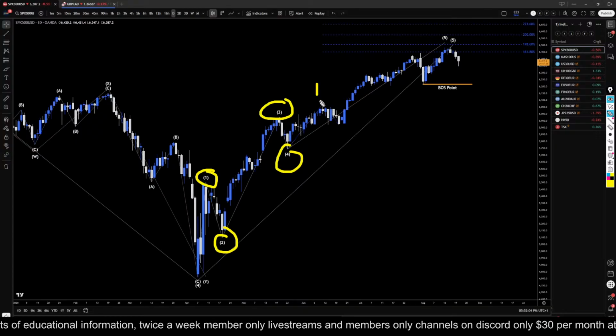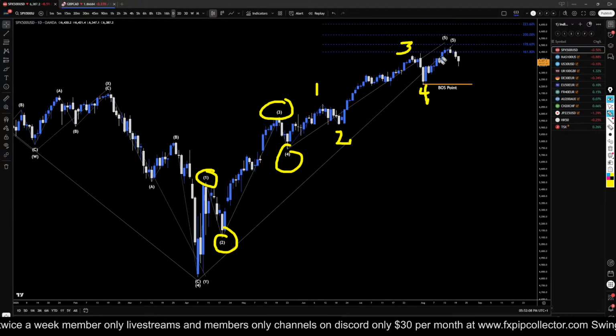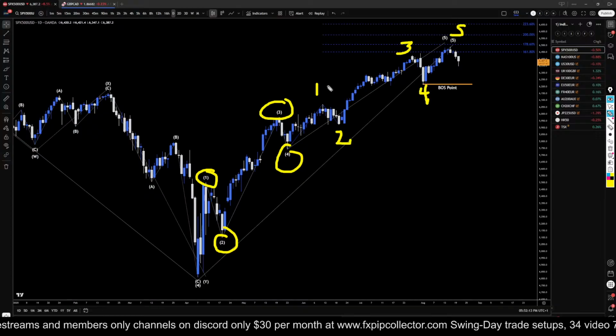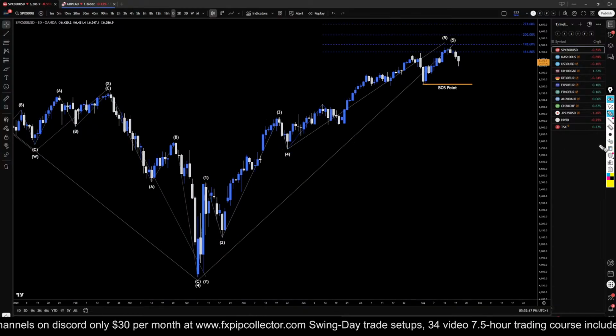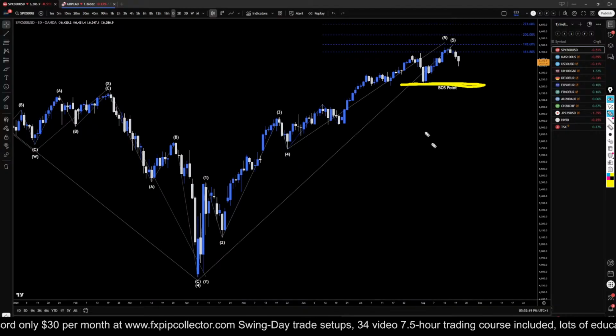You have a wave one, a wave two, a wave three, a wave four, and you have a wave five. So it looks like a 1, 2, 3, 4, 1, 2, 3, 4, 5, which is your fifth wave extension. So if that's true, it should go down and break structure.